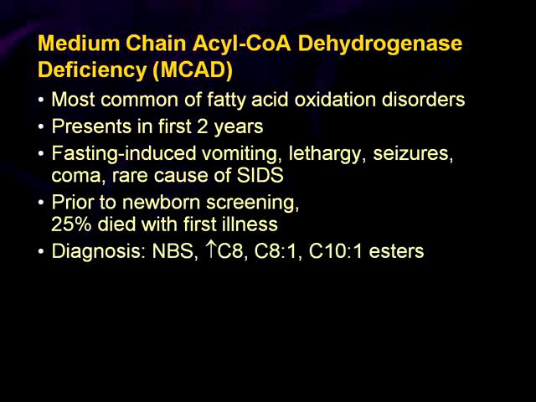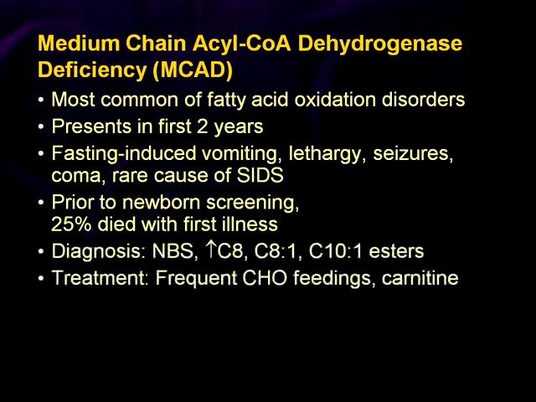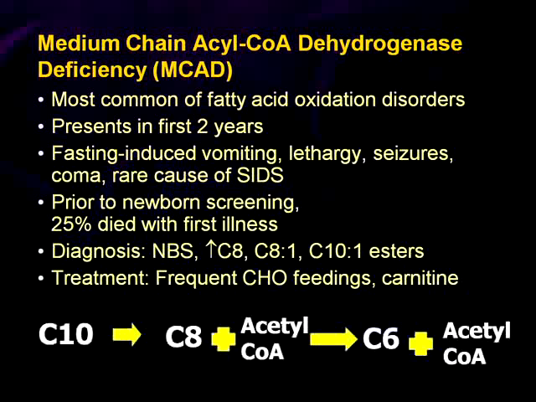We have an elevated C8 and then the C8:1 and C10:1 esters. You want to make sure you're having frequent feedings with carbohydrates, and you're going to supplement with carnitine. So these are not the kids you want fasting overnight. So there's a breakdown. You can't go from C8 to C6, and the C8s go up. And you also get sort of a backflow to the C10s.